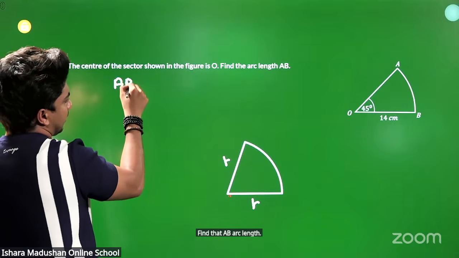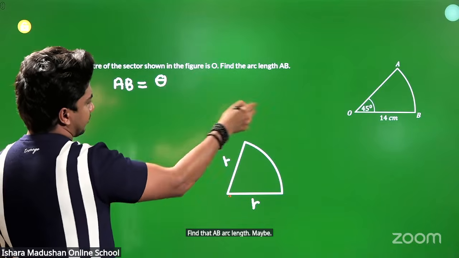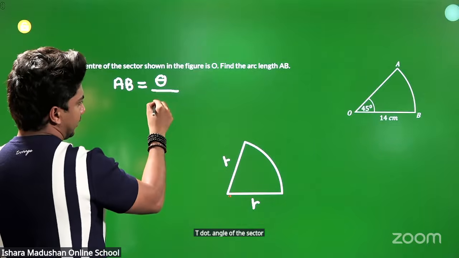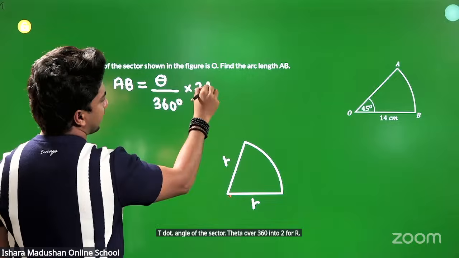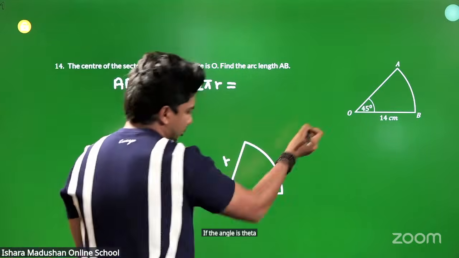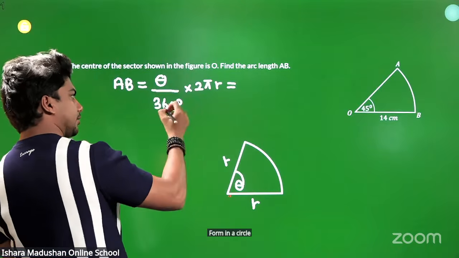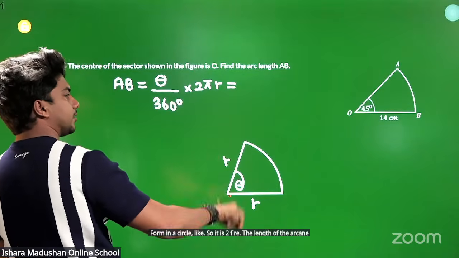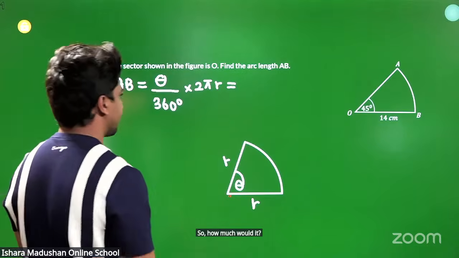You can find the AB arc length. Theta, the angle at the center, the angle of the sector. Theta over 360 into 2 pi r. What is the concept? If the angle theta is 360, then it forms the full circle. So it is 2 pi r. The length of the arc is the circumference. So how much for theta? If this much is for that much, how much is for this much? It is that kind of concept, right.